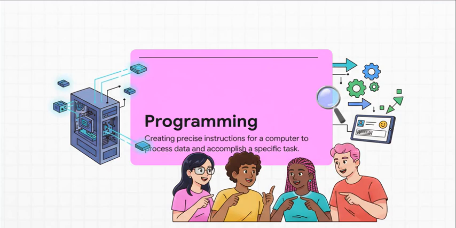Let's break that down. You can think of programming as just giving a computer a very precise to-do list. These instructions tell it exactly how to take in some information, say a name you type into a box, do something with it, and then give you a specific result.